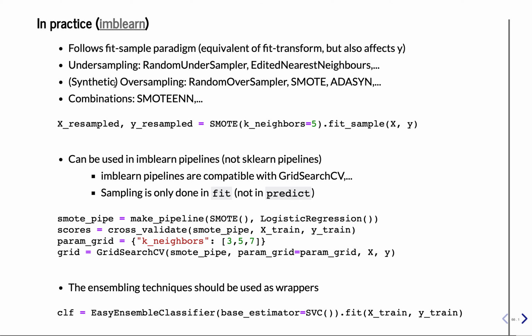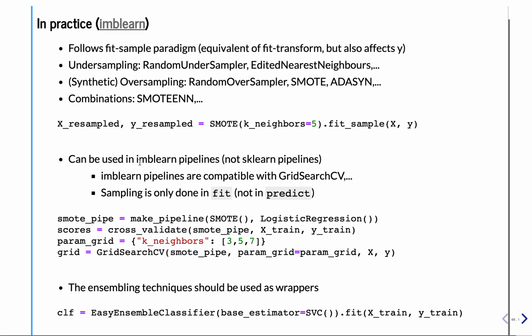Imbalanced-learn has a lot of different techniques you can use. For undersampling, it has a random undersampler, edited nearest neighbor, condensed nearest neighbor, and so on. It has SMOTE, it has the normal random oversampler, it has ADASYN, and it also has all these combinations. For all of these, we just create one. Here we create SMOTE. And then we run fit-sample on our data X, and this gives us our resampled, balanced data X and Y.